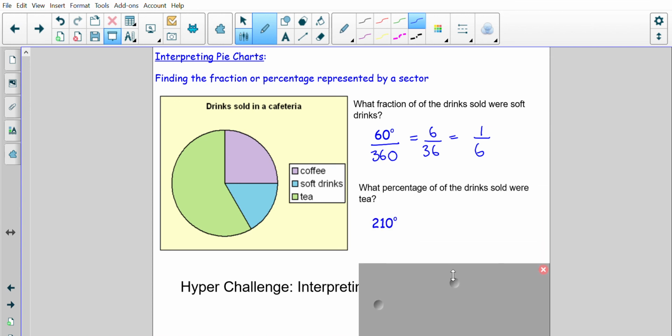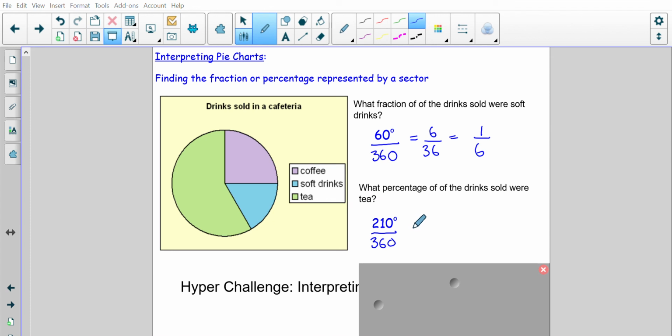This question wants to know what percentage sold were tea. So again, we need to measure or work out how many degrees were tea in our pie chart, and then we need to turn that into a percentage. So remember, turning it into a percentage means, first of all, we turn it into a fraction. So it's 210 degrees out of 360 degrees, and then you can use a calculator for this one.